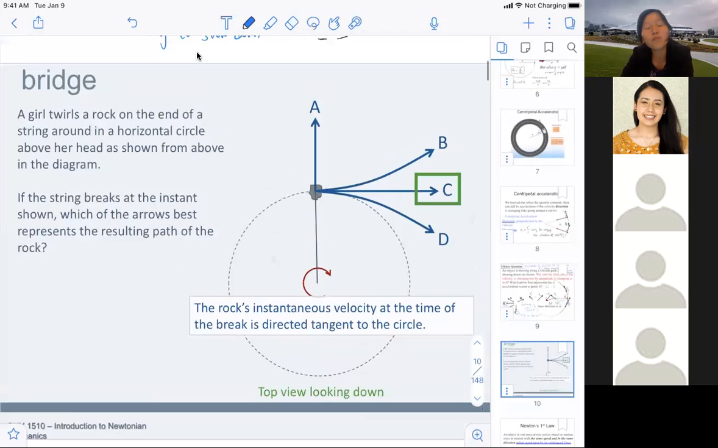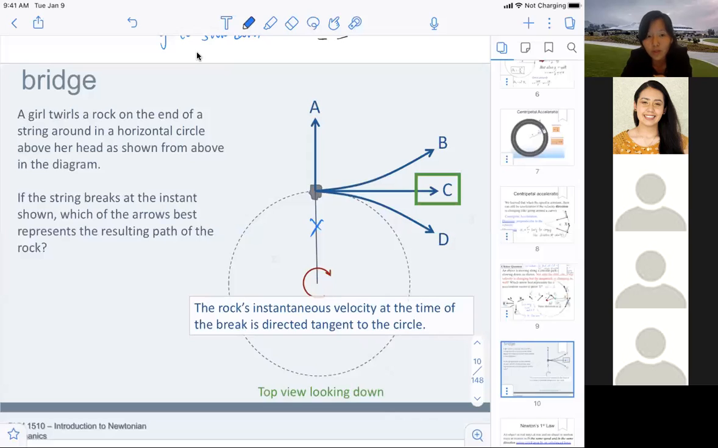All right, so let's look at this bridge question you have done already in your pre-lecture. Let's say you're turning around a rock tied to a string. You can swing it around in a horizontal circle. If the string breaks at this instant, which path do you think the rock would follow? Noting that we are looking at the top view, okay? So that might also change the result. If you look at a different perspective, you would draw it a little bit differently. So here we're looking simply from the top view.